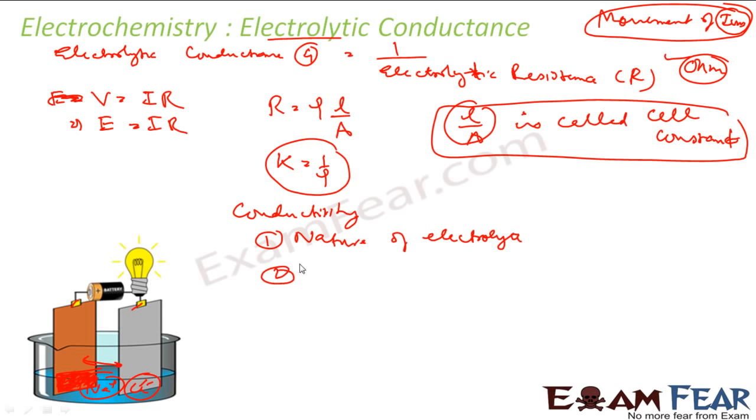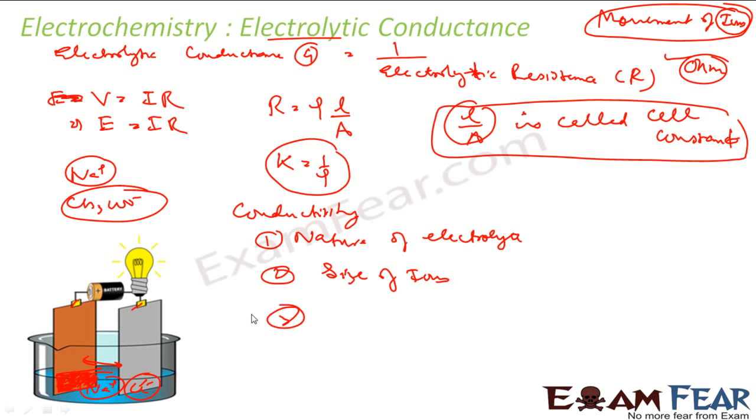The next is the size of ions produced. Why? Because here the ions are the carrier, right? So if I have Na+ ion or I have CH3COO- ion, there is a difference in the size. So the size of ions produced is something which is critical.